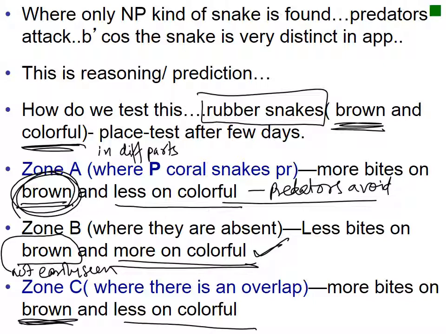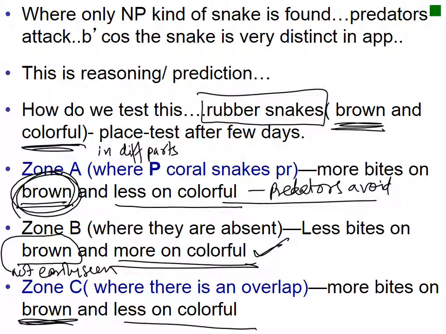the brown rubber snake was bitten more, and less on the colorful, because predators avoid it, remember? Why was the brown snake kept in the first place? I would like to know and cover the possibility, hey, in these regions, do they eat snakes at all? Are there creatures which eat snakes at all? I need to cover that part. Otherwise, this kind of test is immaterial. I cannot really make a conclusion in that.